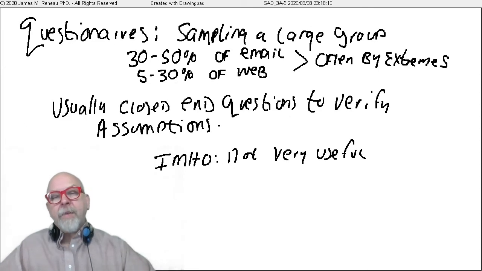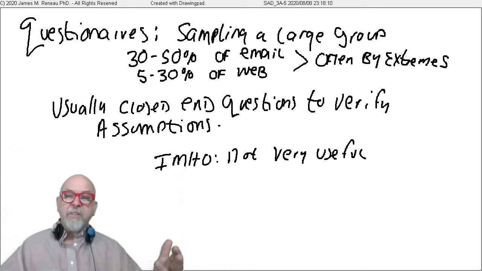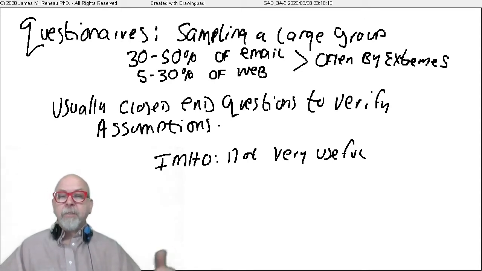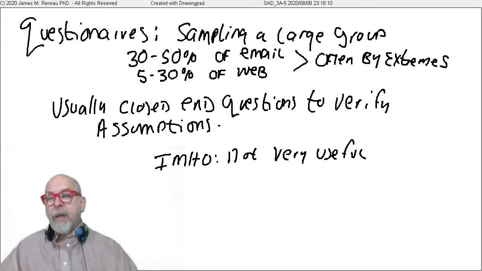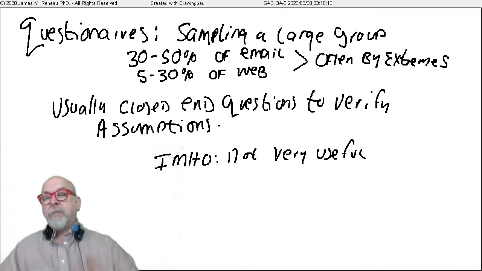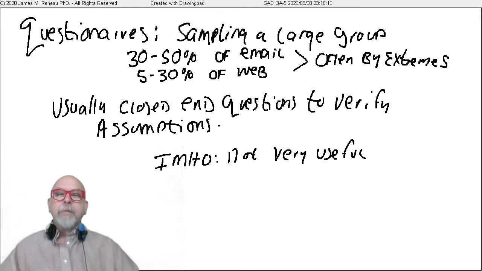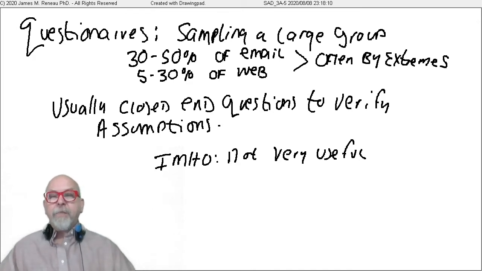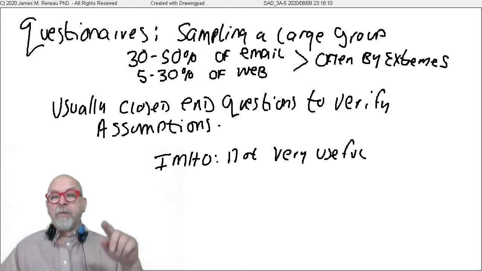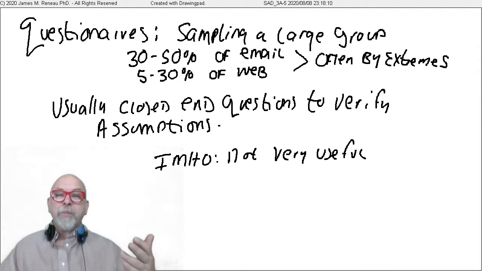Another technique that's often used is questionnaires, where you can sample a really large group. If you've got 1,000 employees scattered all over the world and you've got a series of questions, you can come up with a list of questions and send them out as a questionnaire. Now, typically, 30 to 50% of email questionnaires are returned. People look at it and go, I'll do it later, or I don't have time, or who cares? They don't listen to me anyway. So only 30 to 50% of email questionnaires are returned.